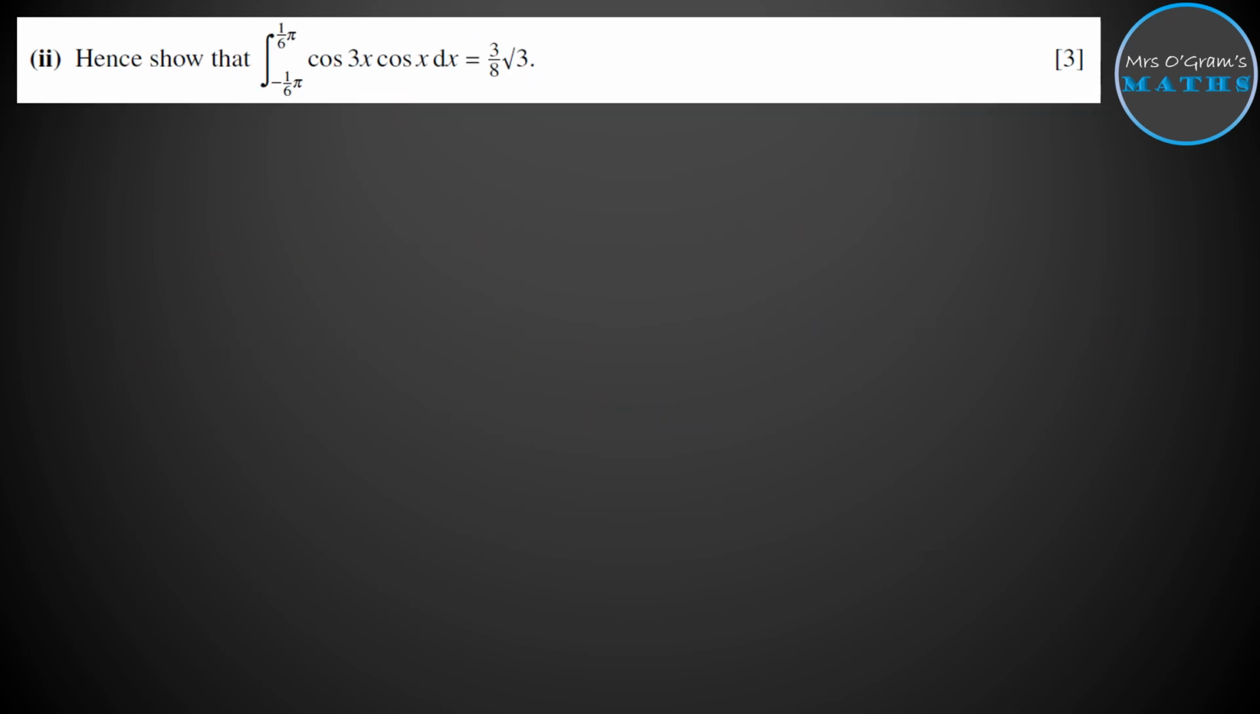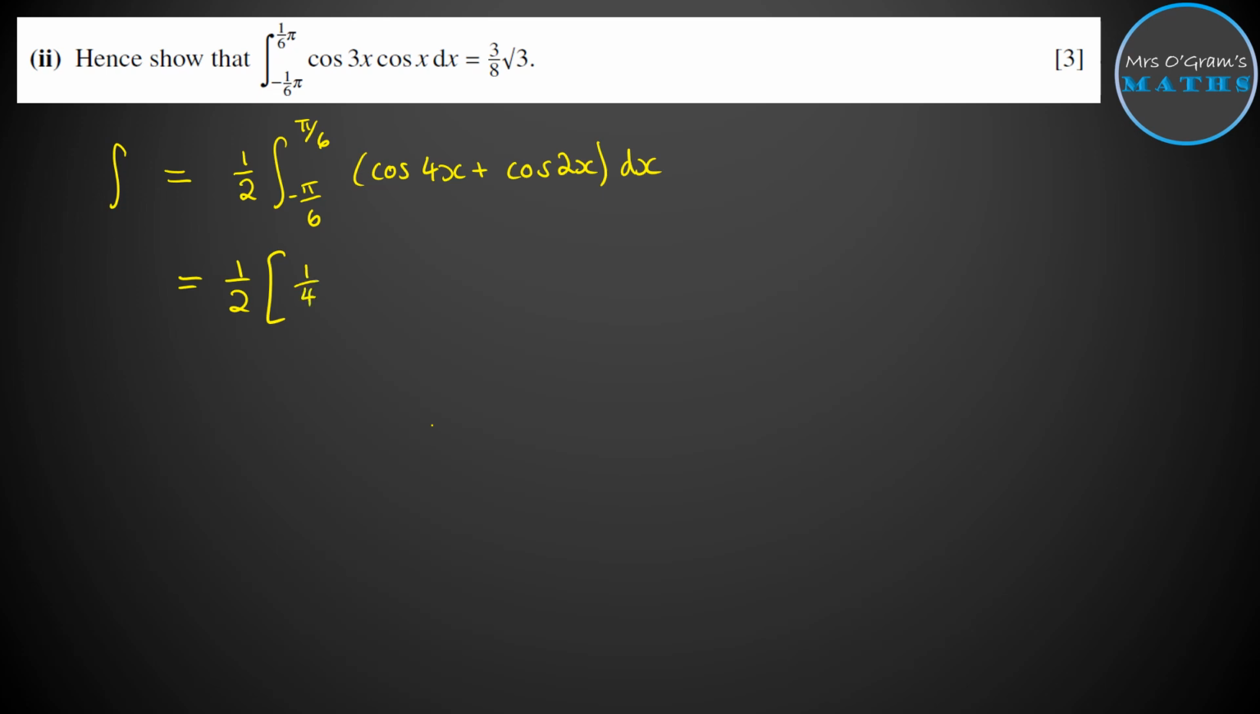So the first thing we're going to do is use the identity from the previous part of the question and swap it out for that cos 3x cos x, which then gives something that's much easier to integrate. So we'll go ahead with the integration now. Now cos integrates to sine, and using the reverse chain rule on it, we get a quarter sine 4x, and then a half sine 2x, between limits of pi by 6 and minus pi by 6.